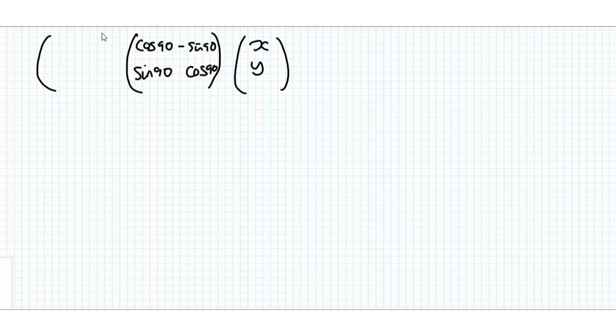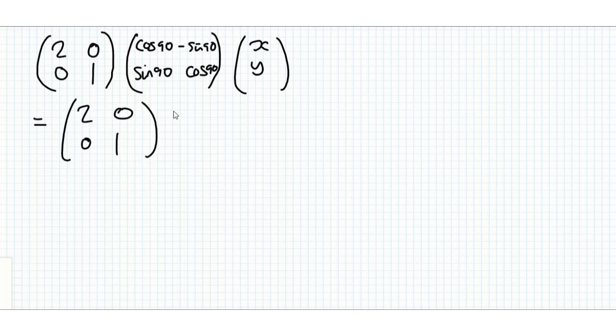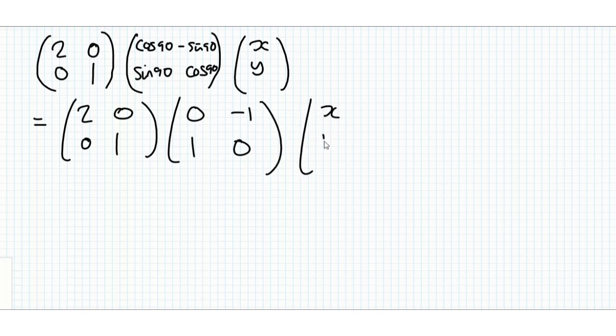And then we have to multiply by our matrix that is going to scale in the x direction by 2, so we take k1 as 2, 0, 0, and y staying the same, so we just use 1 here. And this is equal, just simplifying the rotation matrix, so as we say, cos 90 is 0, -1, 1, 0, multiplied by (x, y).